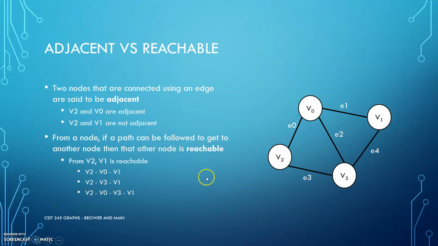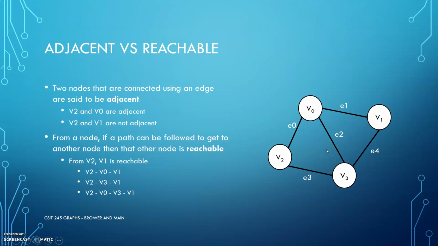But the idea of being reachable: from vertex 2, vertex 1 is reachable because we can get there through one of several paths. Vertex 2 to vertex 0, vertex 0 to vertex 1, so therefore vertex 1 is reachable. Vertex 2 to vertex 3, vertex 3 to vertex 1, therefore vertex 1 is reachable. Vertex 2 to vertex 0 to vertex 3 to vertex 1, therefore it's reachable. And yes, vertex 2 to vertex 3 to vertex 0 to vertex 1 is reachable.